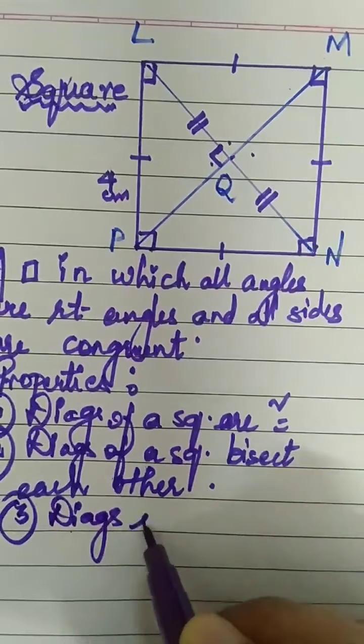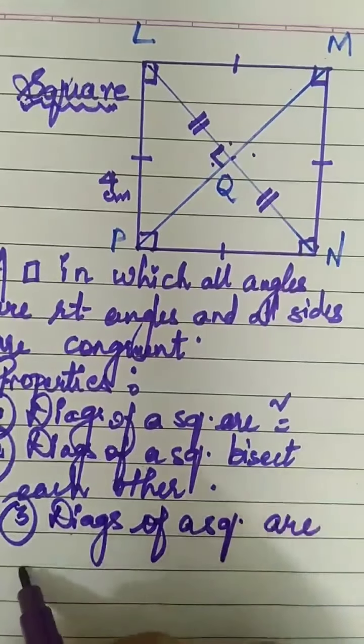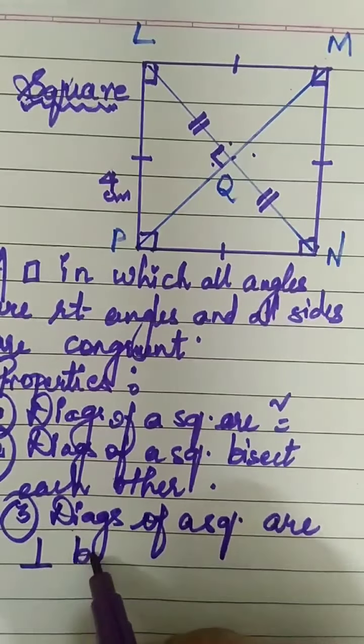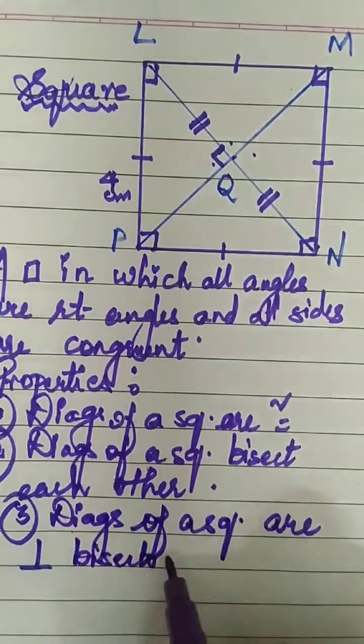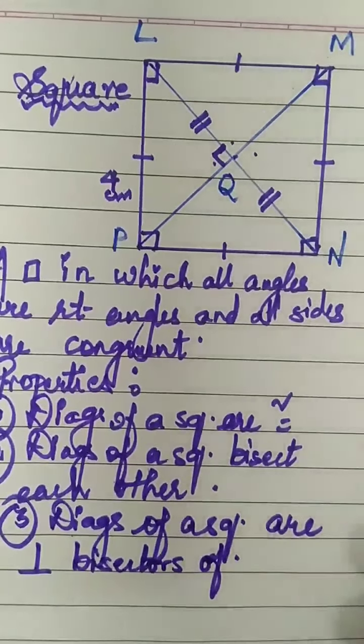Diagonals of a square are perpendicular bisectors of each other. Okay.